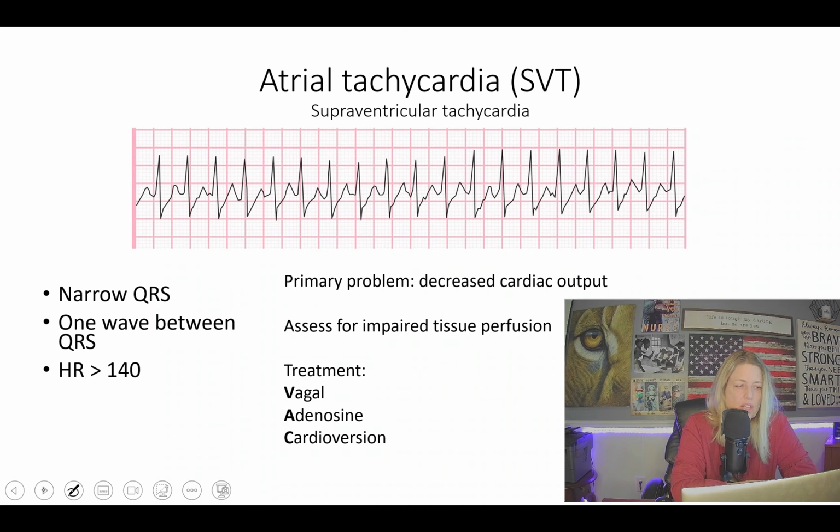Now, this is not a ventricular rhythm, right? So if it's above the ventricle rhythm, it's an atrial rhythm. And so the QRS is still narrow.